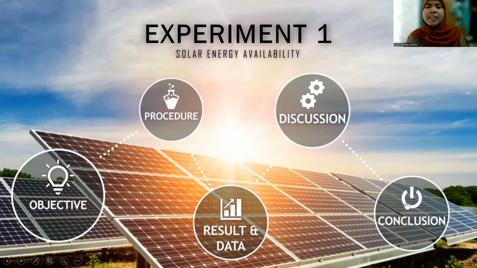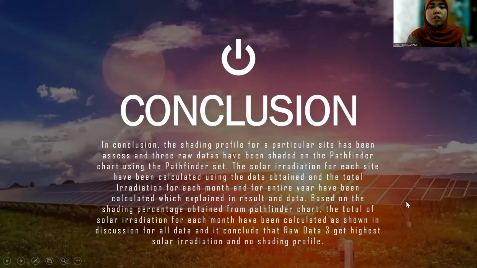Last but not least, the conclusion. In conclusion, the shading profile for a particular site has been assessed and 3 raw data have been shaded on the pathfinder chart using the pathfinder set. The solar irradiation for each site has been calculated using the data obtained, and the total irradiation for each month and for the entire year have been calculated, as explained in result and data, based on the shading percentage obtained from the pathfinder chart.